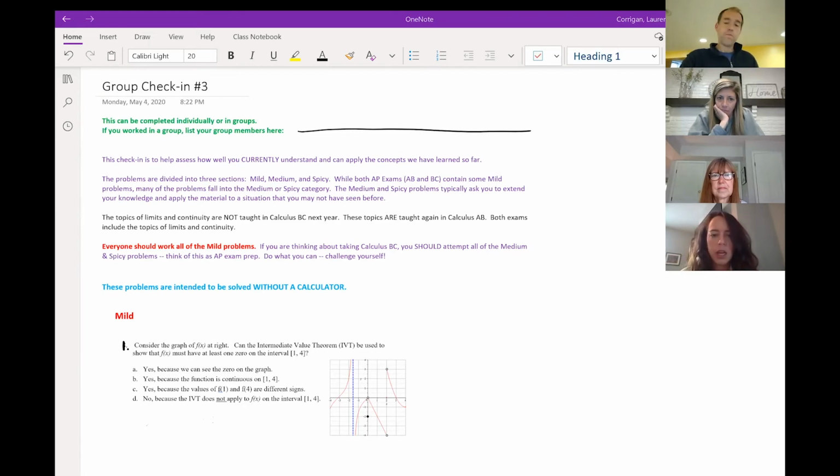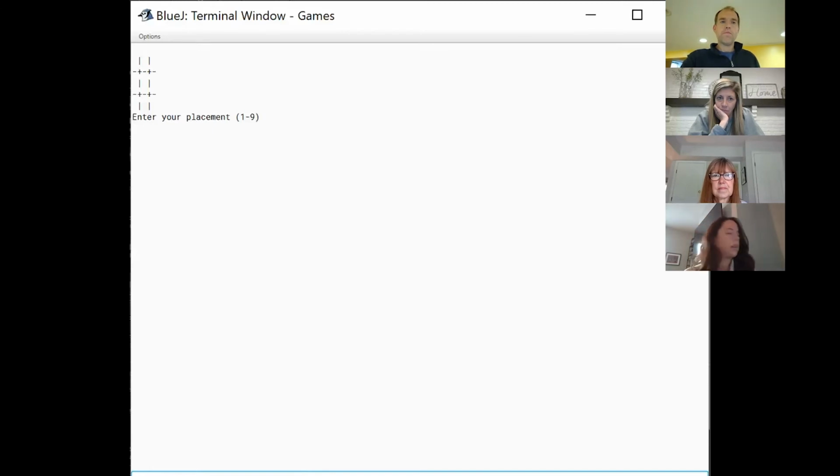So I think you should be able to see a tic-tac-toe game. This is a demo that I created to show the students. They're still working on this game.